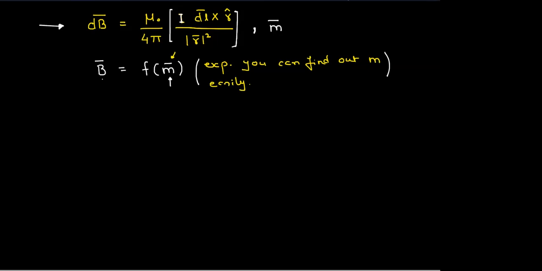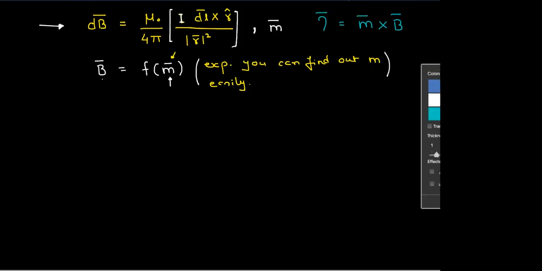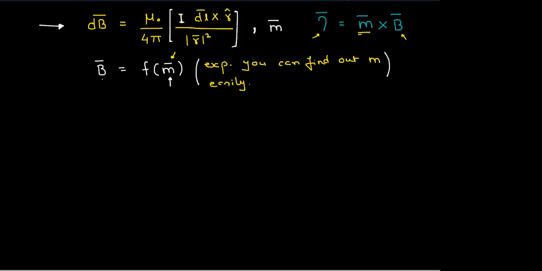Why? You might have learned this formula: torque is equal to M cross B. You have seen it before or not? Yes. So experimentally, you can have a device which could measure the torque value and magnetic field, and you will get the value of M using this expression. That M can be from a bar magnet, or from a wire which has current, or anything. As long as you know the value of M, you can use that formula, because that is a basic formula. So we are now trying to find the magnetic field in terms of M.